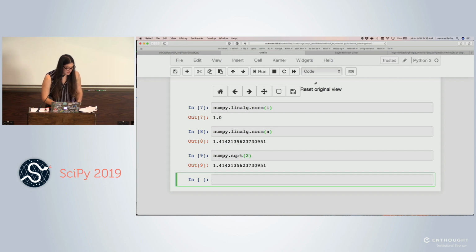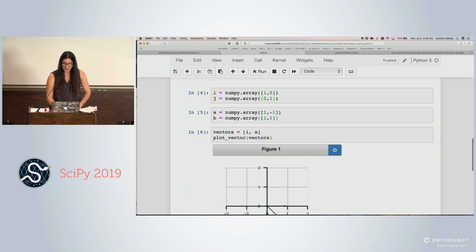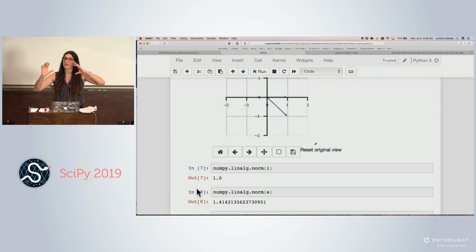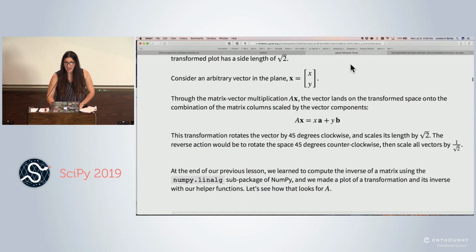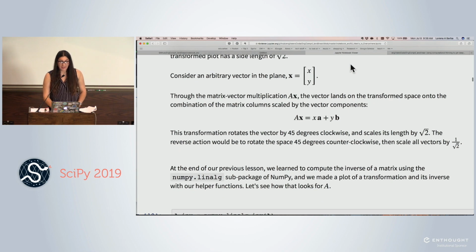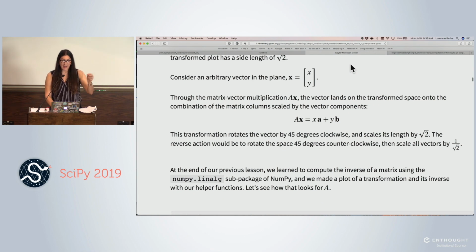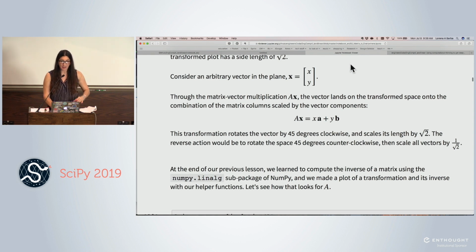Okay, so after the transformation, the two unit vectors got scaled by square root of 2, and each box in the transformed grid will have length square root of 2. So now consider any vector in the plane, an arbitrary vector x, y. As we saw in the first lesson, the matrix-vector multiplication A times x is a linear combination of the columns of that matrix scaled by the coordinates x and y.